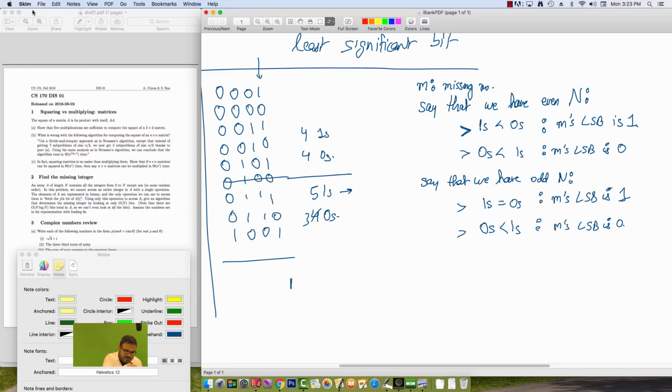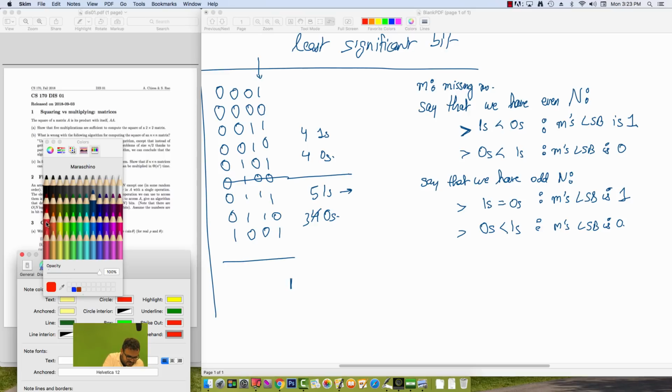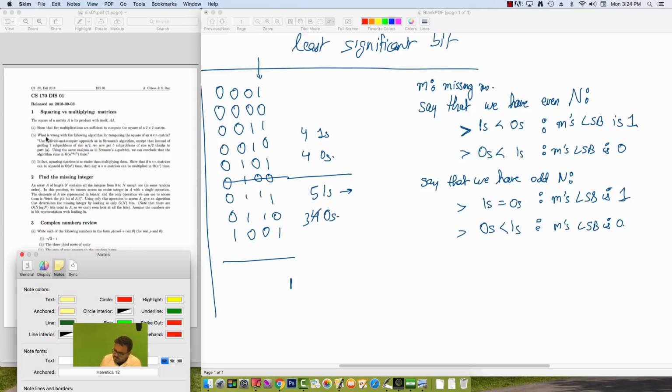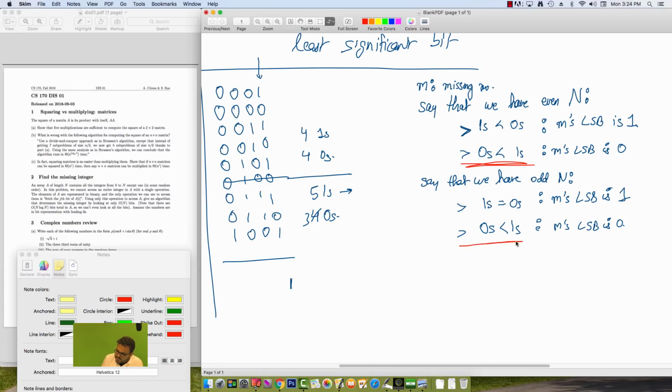Great. Now that we have this, let me change colors here really quickly. Consider this and this. Both of these, regardless of whether we have odd n or even n, mean that m's least significant bit is 0. Amazing. And if 1s is less than or equal to zeros, then m's least significant bit is 1. Okay, so we're on to something.